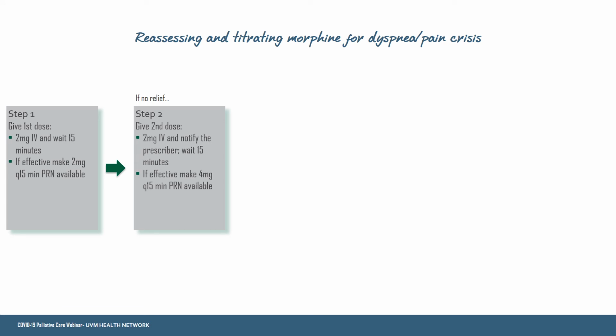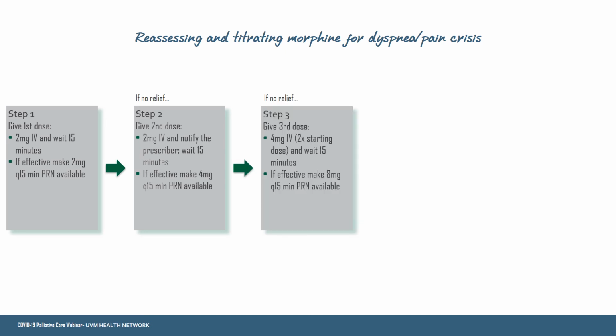Step 2. If there's no relief, give an additional dose of 2 milligrams, and you may want to notify the prescribing clinician. Again, wait until peak effect, 15 minutes later. If this is effective, order 4 milligrams every 15 minutes as needed, which is the total dose titrated to achieve comfort. If no relief, move to step 3.